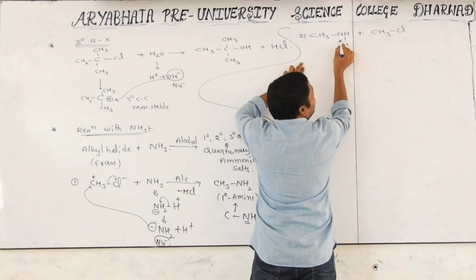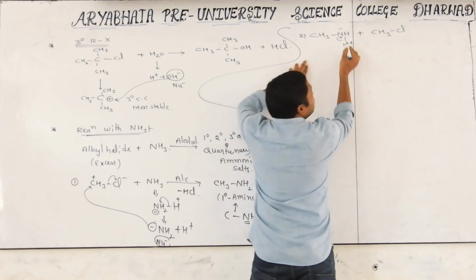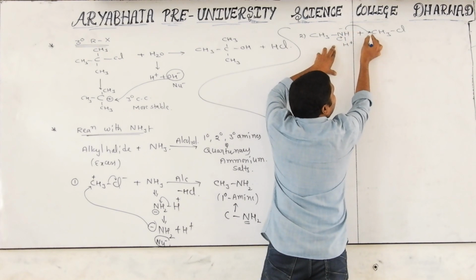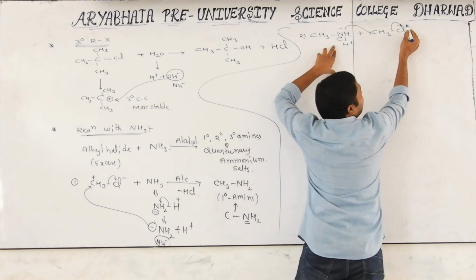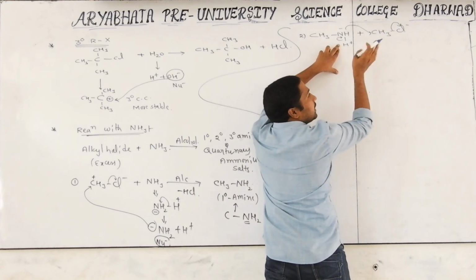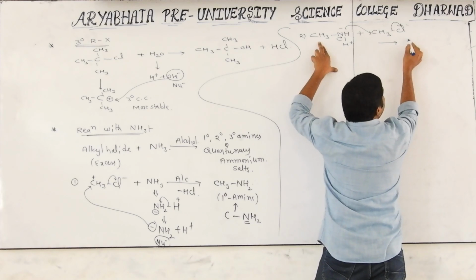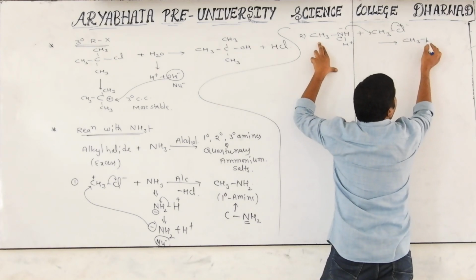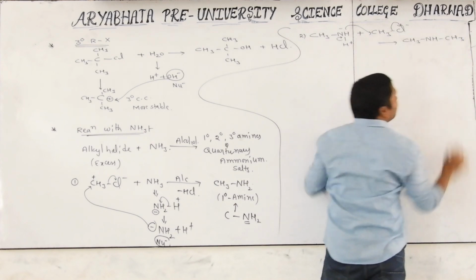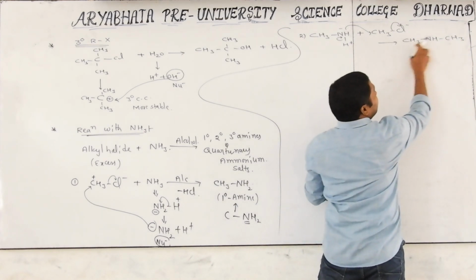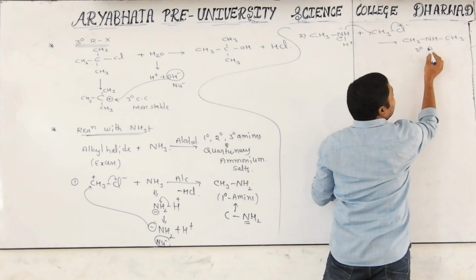and H. Then this bond shifts towards nitrogen, becoming like minus and plus. This acts as a nucleophile attacking this carbon, and immediately this bond breaks down. It becomes Cl minus, and H plus becomes HCl. After that, what is the product we get? CH3, NH connected to which one? CH3. This is called dimethylamine.